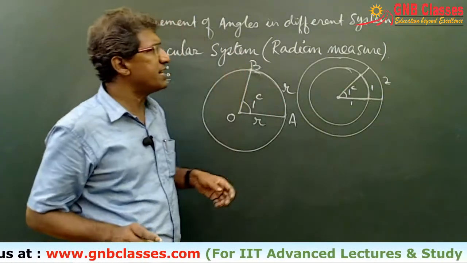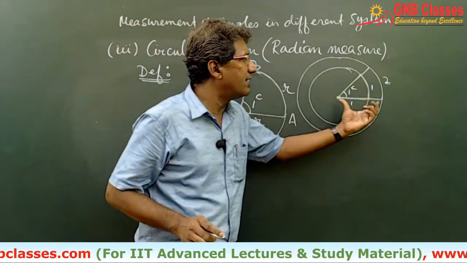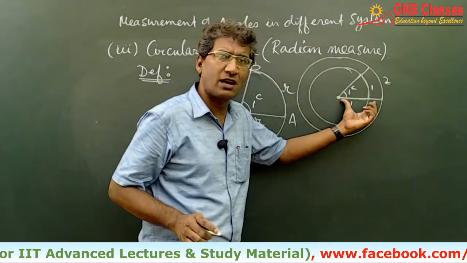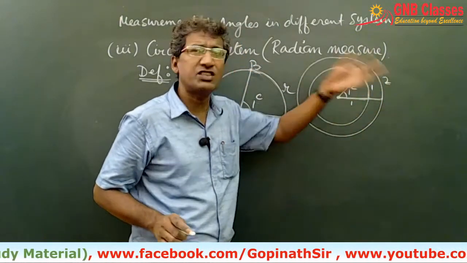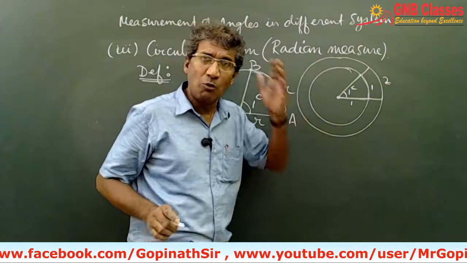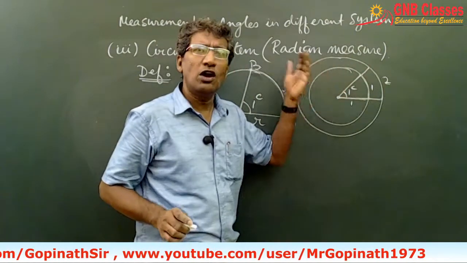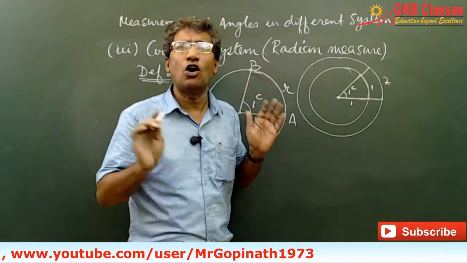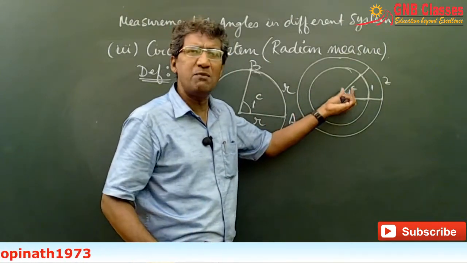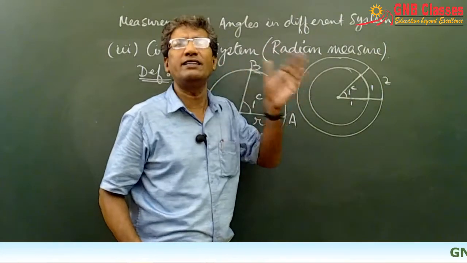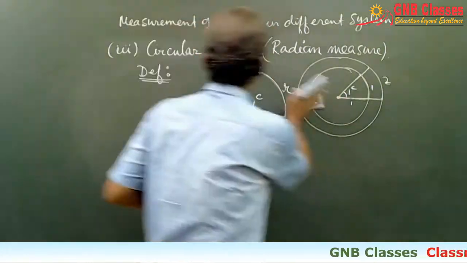So 1 grade, 1 degree, they are all fixed. But my question is, in this case the radius of the circle and the length of the arc of that circle are changing every time. Now my question is: is the radian a constant or not? That we will find out right now, whether the radian measure is constant or a variable. Okay?